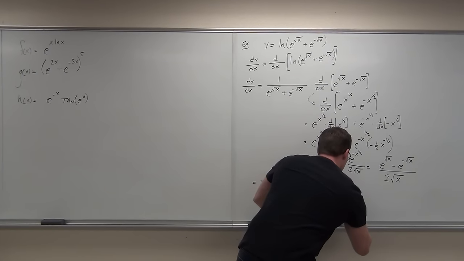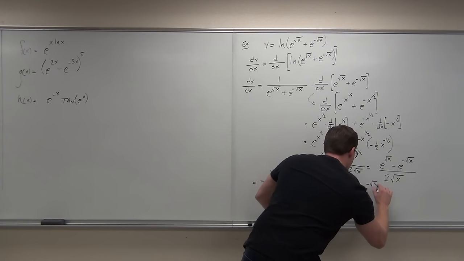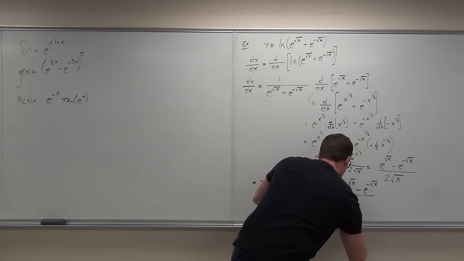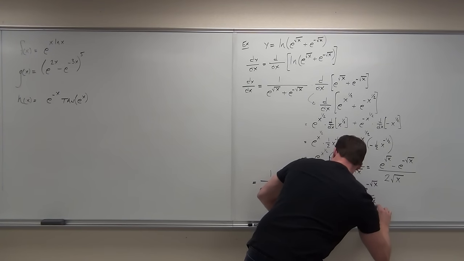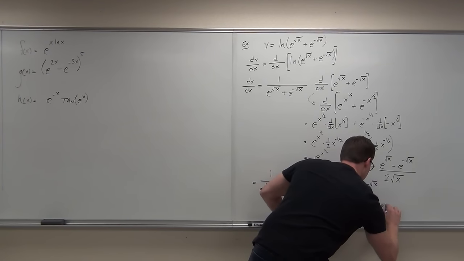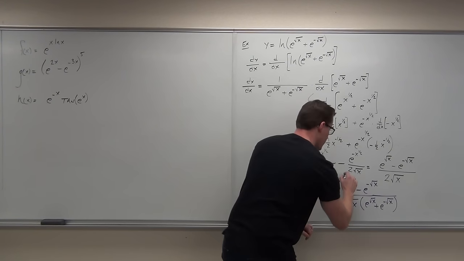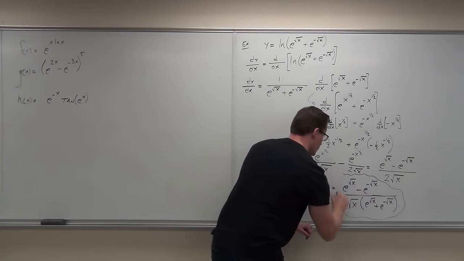What we end with is e to the square root of x minus e to the negative square root of x, all over 2 square root x, times e to the square root x plus e to the negative square root x. It looks bad, but that's our answer.